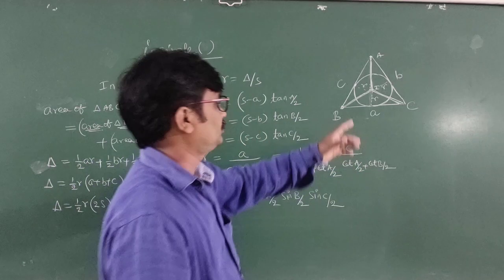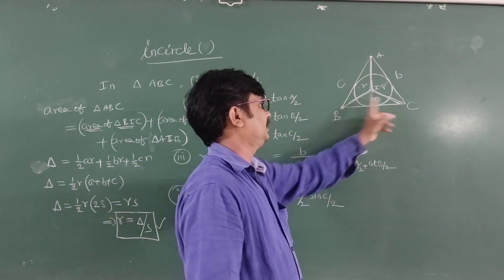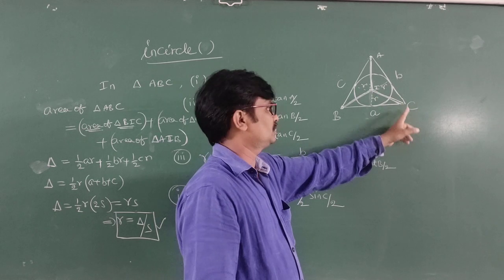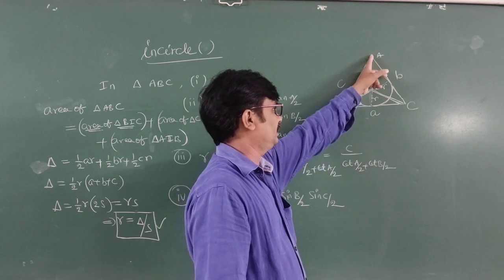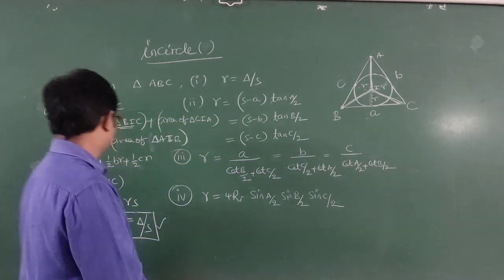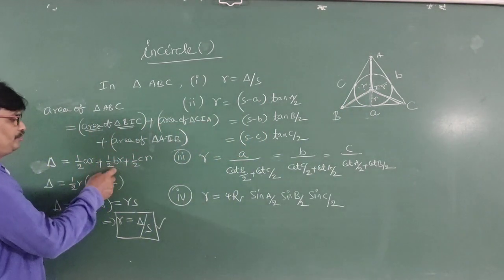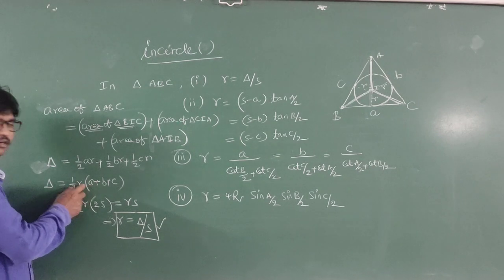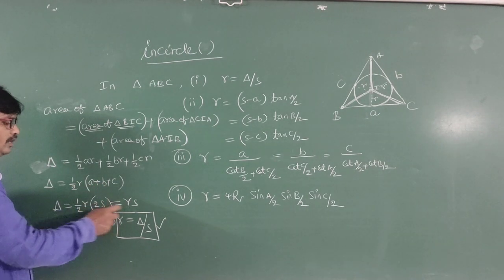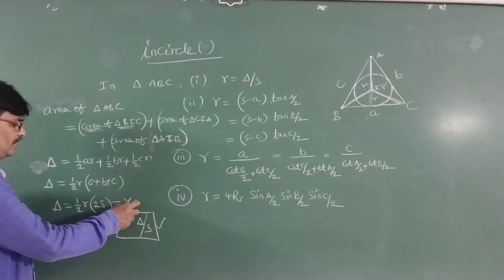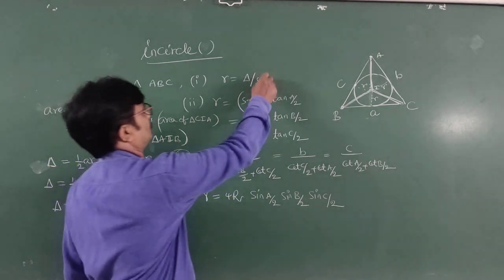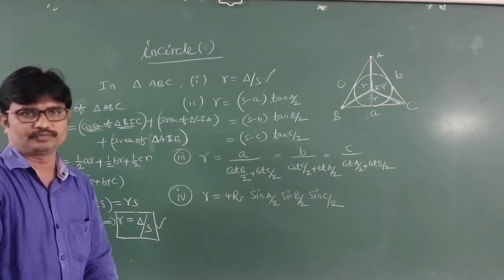So here what we observe: the area of triangle ABC is the area of triangle BIC plus the area of triangle CIA plus the area of triangle AIB. So that is half a r, half b r, half c r. r is common, times a plus b plus c, which is nothing but 2s. So these two are cancelled. Delta equals r into s. Therefore small r is delta by s. Students, this is the first proof.